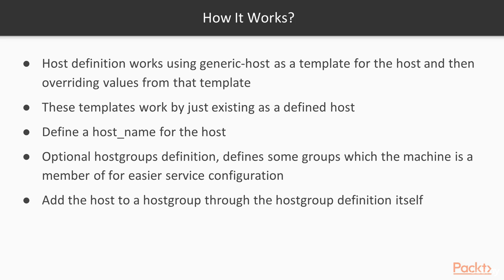The host definition works using generic hosts as a template for the host and then overriding values from the template as needed. These templates work by just existing as a defined host, but with a register set of 0 so that Nagios does not attempt to monitor them directly. Next, we define a host name for the host. This setting is used in a variety of ways, including acting as a unique identifier for the host within Nagios configurations, as the name displayed within Nagios, and as the host name to attempt to collect data from.